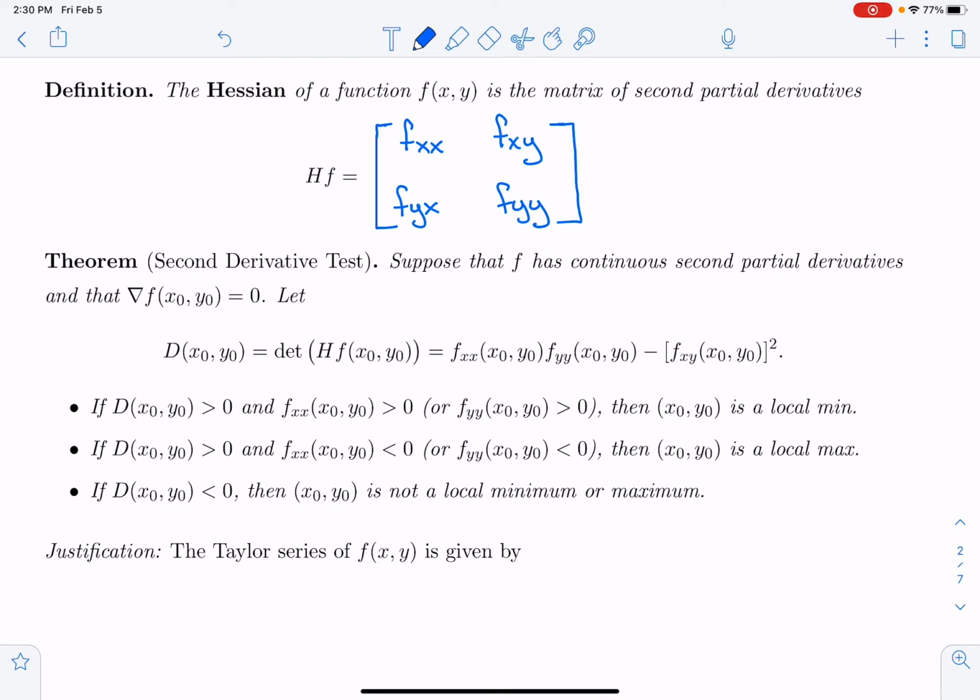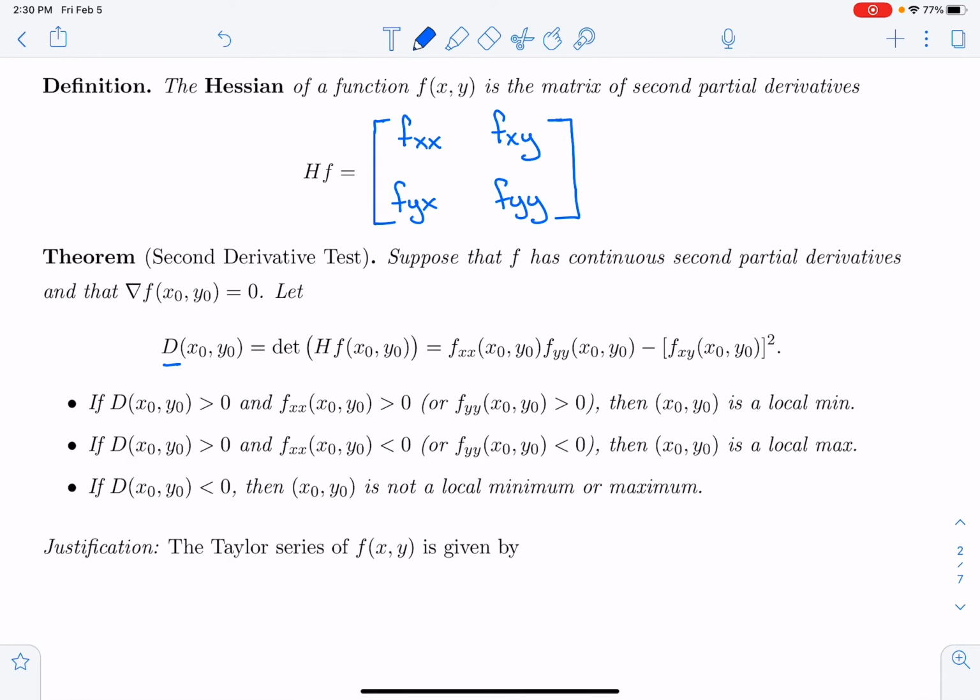And so now with this Hessian matrix, we're going to define the second derivative test. So we're going to suppose that f does have those continuous second partial derivatives. That way the mixed partials are going to be equal. And we're also going to suppose that the gradient at some point x0, y0 is 0. Okay, so we're going to look at critical points. Then we're going to define something we're going to call D of x0, y0. D of x0, y0 is going to be the determinant of the Hessian matrix.